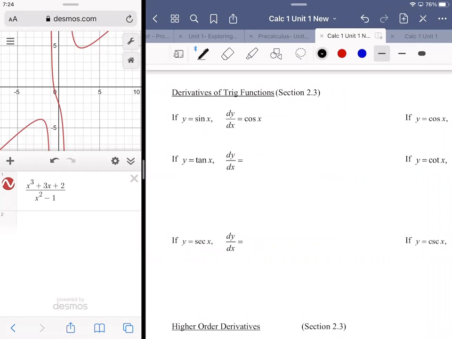So if we're looking at a tangent function, we know the derivative of sine is cosine, derivative of cosine is negative sine. But I can write y as sine x over cosine of x. And when I do that, I can apply the quotient rule. All right, so again, the low d high minus high d low over denominator squared, and away we go.